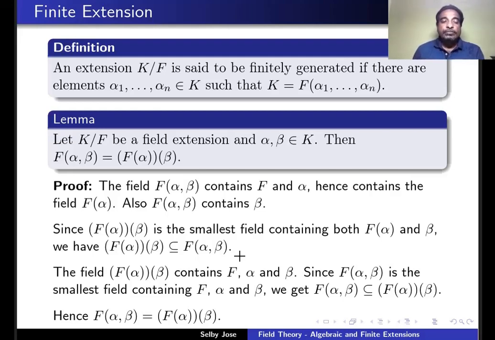For the reverse inclusion, note that the field F(alpha)(beta) contains F and the elements alpha and beta. But F(alpha, beta) is the smallest field containing F and the elements alpha, beta. Therefore, the field F(alpha, beta) is contained in the field F(alpha)(beta). Thus we have that the two fields F(alpha, beta) and F(alpha)(beta) are the same. That means the elements of F(alpha)(beta) can be treated as polynomials in beta with coefficients in F(alpha).